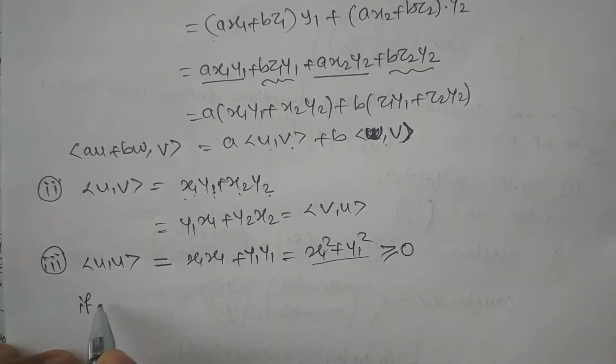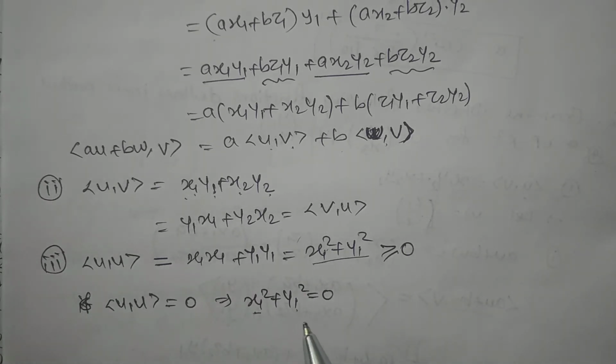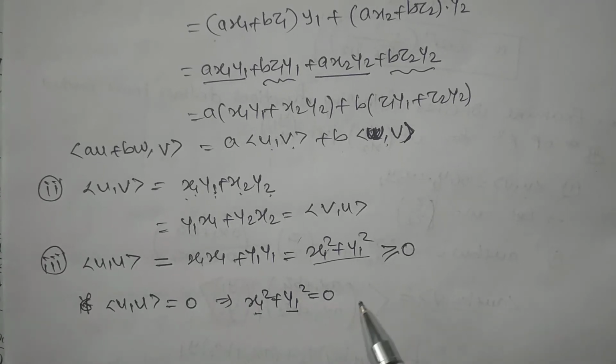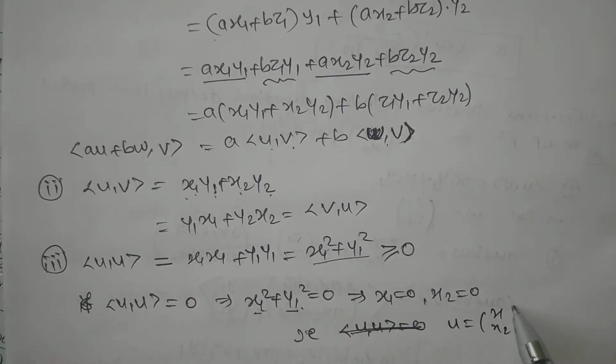And also, if the inner product of u comma u is 0, this implies x1 square plus y1 square is 0. The square of x1 plus the square of y1, both added, is 0. Since each of these numbers is always greater than or equal to 0, this implies the addition is 0. This implies x1 is 0 and x2 is also 0. That is, the inner product of u comma u is equal to 0, or we say u is equal to (x1, x2), both are 0. So u is equal to 0.